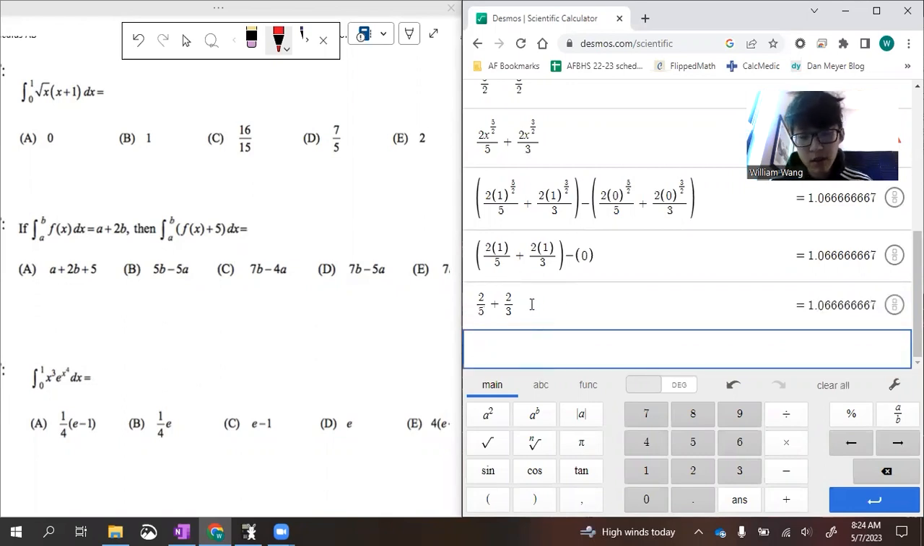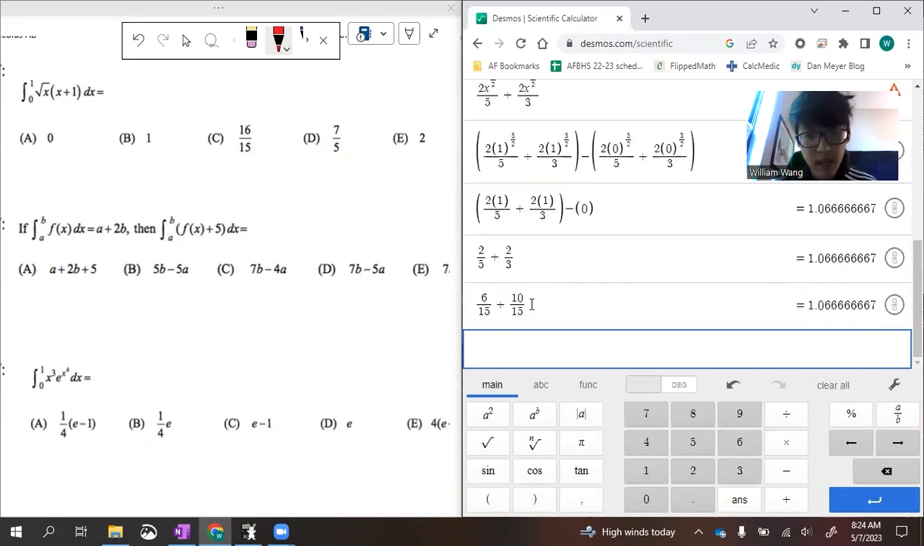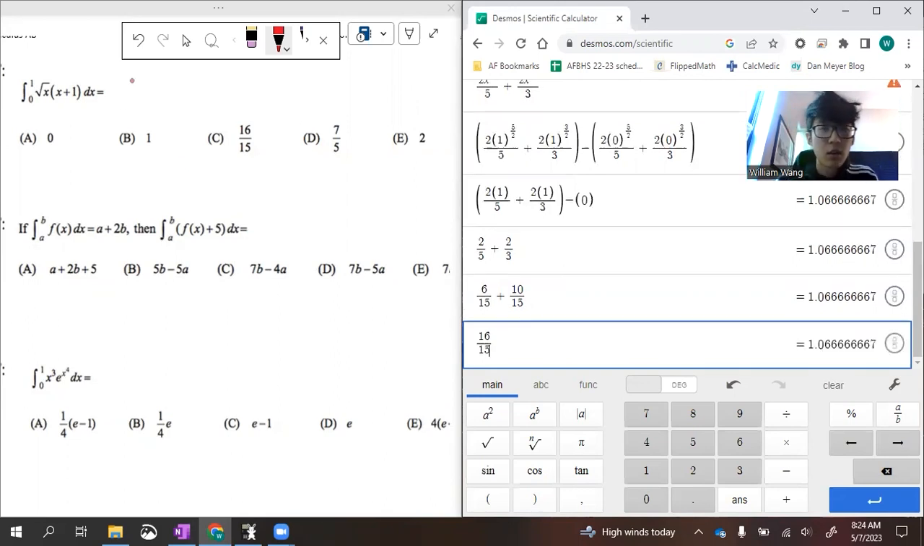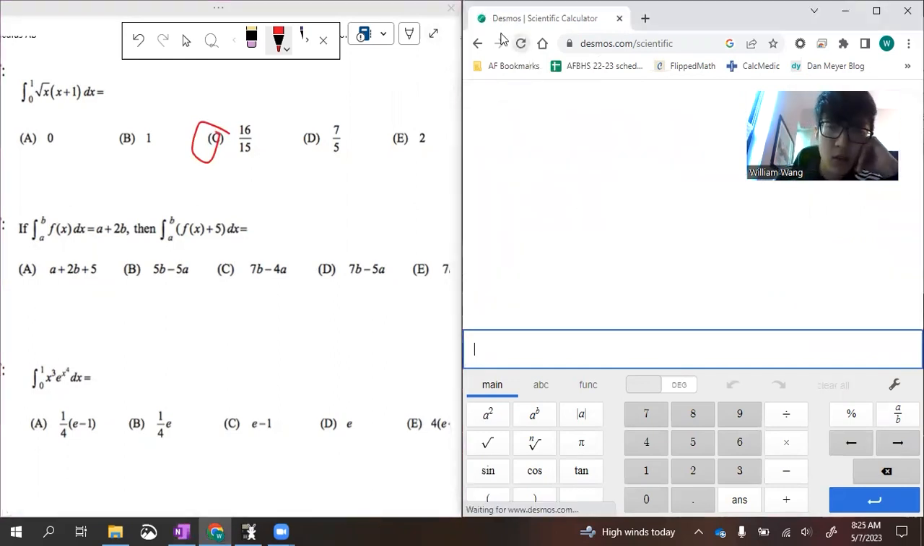The common multiple of this is 15. So 2/5 is the same as 6/15, plus 2/3 is the same as 10/15. So 6 plus 10, that's 16 divided by 15. My answer choice is going to be C. All right, hopefully that makes sense.